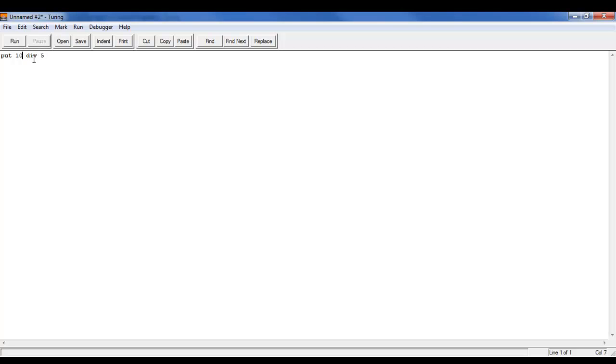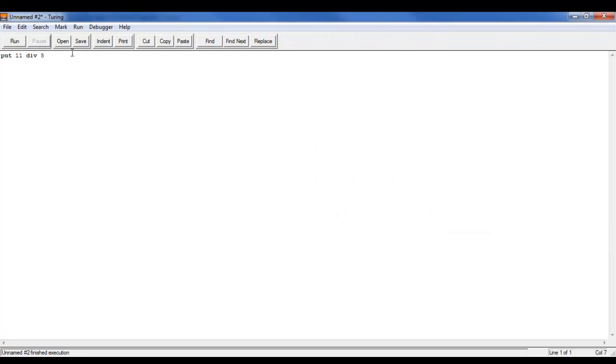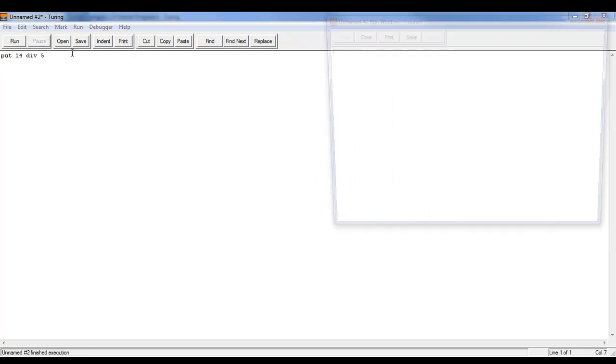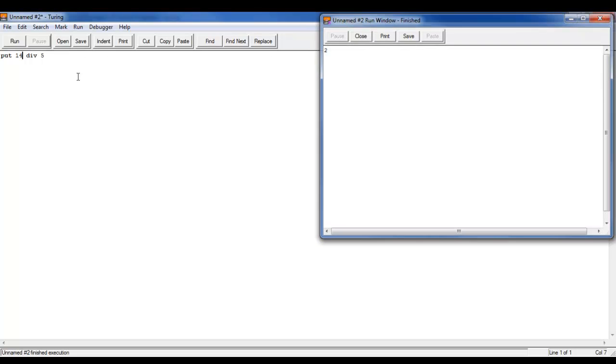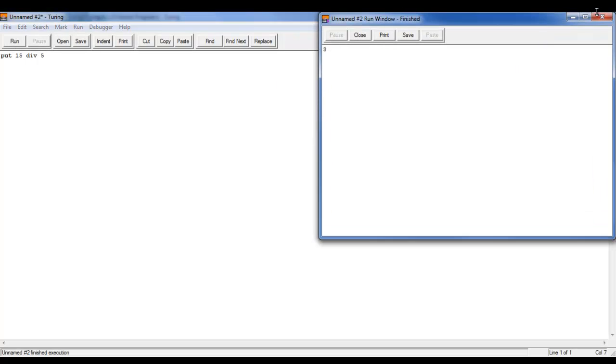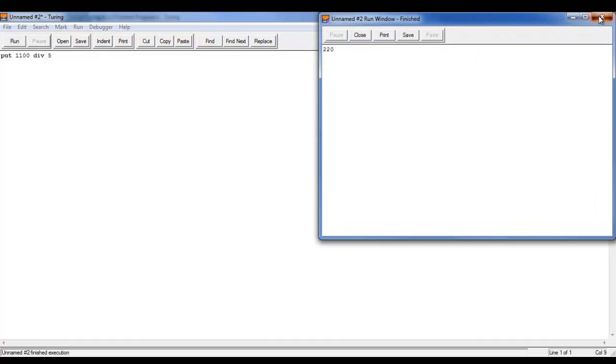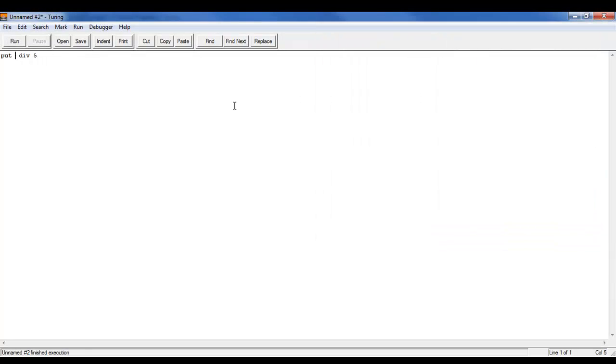So if I make this 11, then it'll be 2 as well, and if I make it 14, it's still 2. Now, if you make it 15, it'll be 3 because 5 times 3 is 15, so 3 5s can go into 15. And if I make it 1100, then it'll be 220. So that's what the div command does.